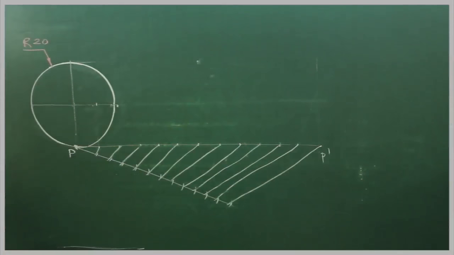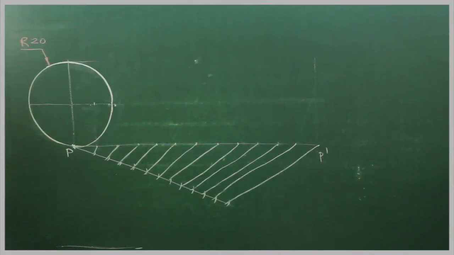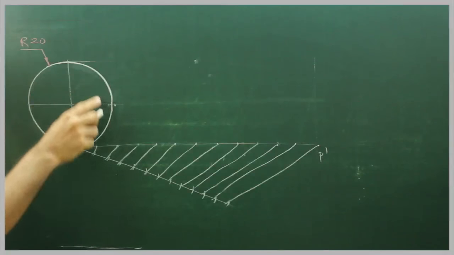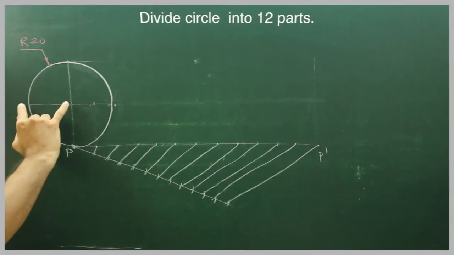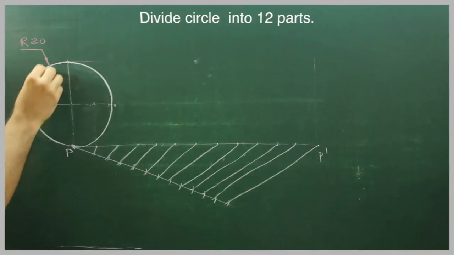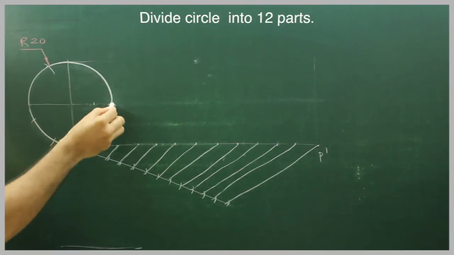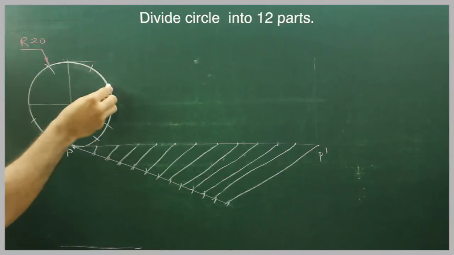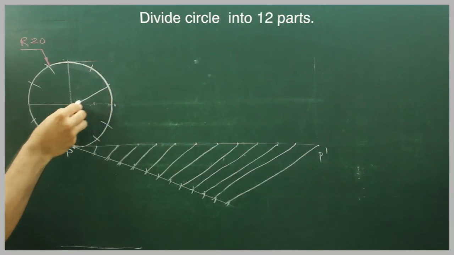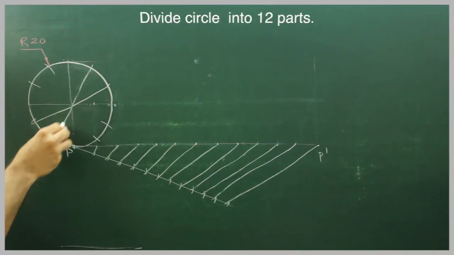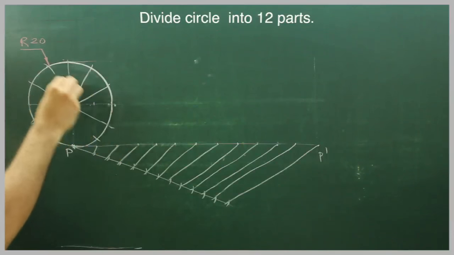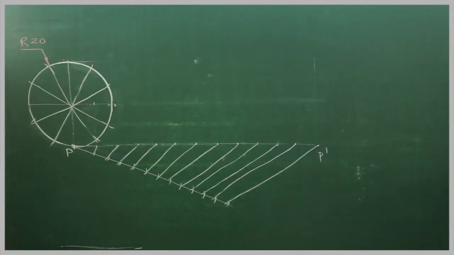So we have divided P to P dash into 12 equal parts. Same way, we'll divide the circle also into 12 parts. We'll take this radius. From here, we'll cut on both the sides. Same way from here, as well as from here and top side. Then we'll draw horizontal line from all these points.